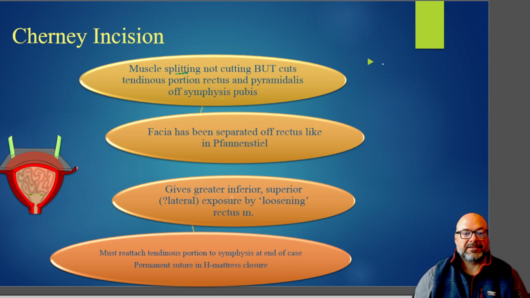So it specifically gives better inferior, but also some superior, maybe lateral exposure by loosening the rectus muscle. The thing is that at the end, you have to reattach the tendinous portion to the symphysis, because if you don't, the rectus muscle is just going to be flapping in the breeze.